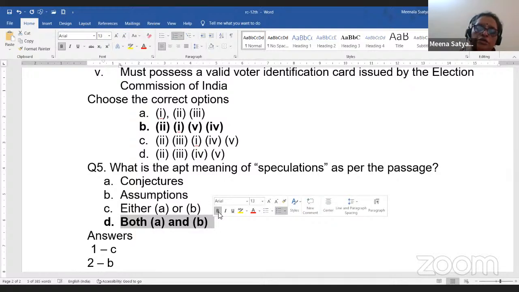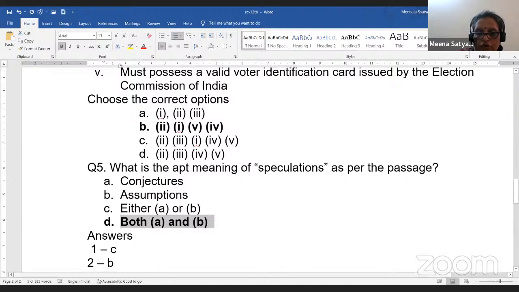Now, how easily could you solve the paper? How easily could you attempt the reading comprehension? Let me check if at all there is anybody who's chatting. Otherwise, I shall move on. There is nobody. It's okay, fine. Absolutely no issues. It's your time. It's your prerogative. And it's your examination time.